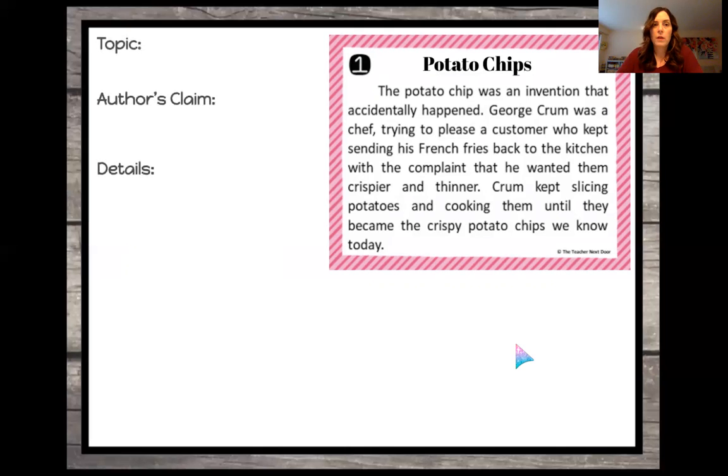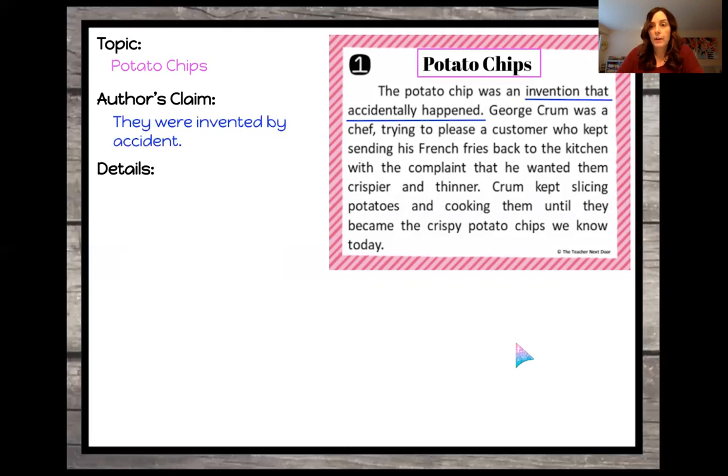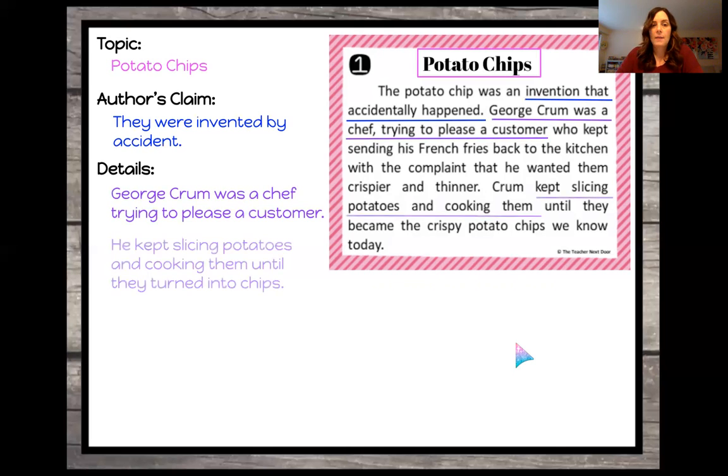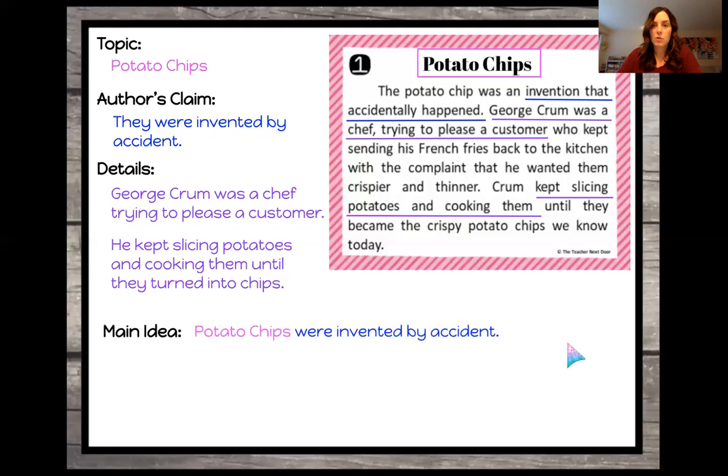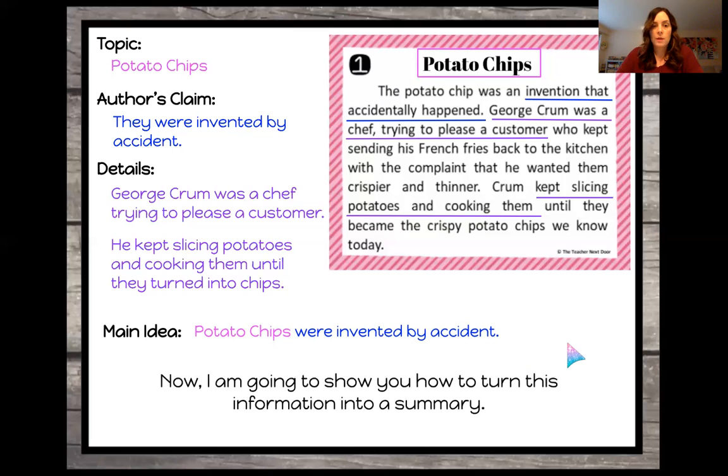So remember, we're looking for the topic, the author's claim, and the details that support it. And for this little article, the topic is potato chips. The author's claim is that potato chips were invented by accident. And the details that support that are that George Crumb was a chef who was trying to please a customer, and that he kept slicing potatoes and cooking them until they turned into chips. So for this article, the main idea would be that potato chips were invented by accident. And now I'm going to show you how to turn this main idea along with the details into a summary.